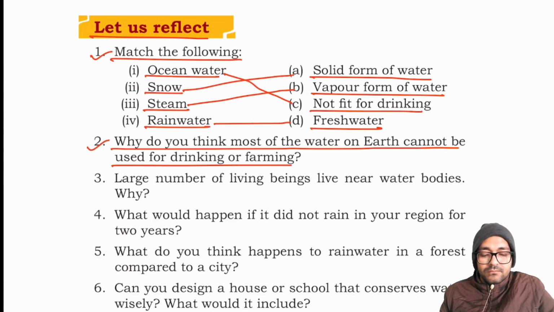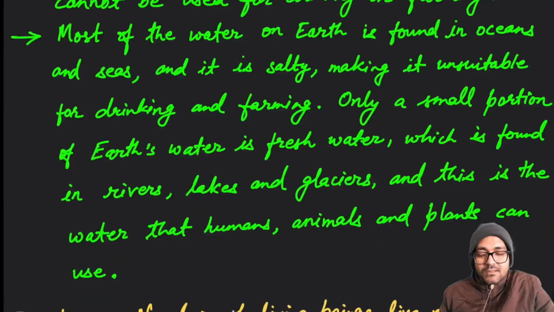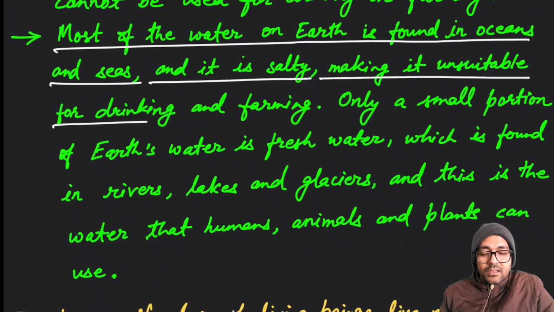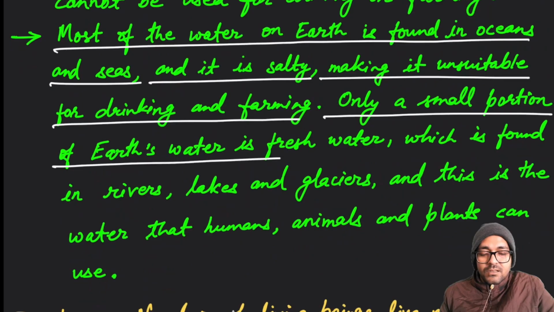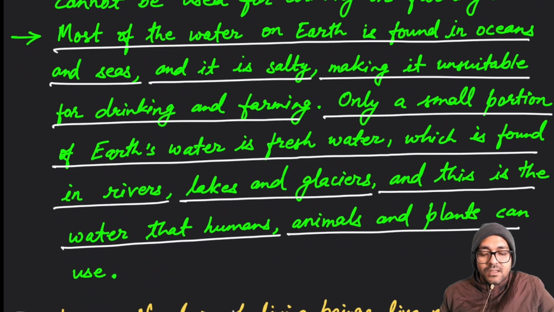2. Why do you think most of the water on earth cannot be used for drinking or farming? You can write the answer like this. Most of the water on earth is found in oceans and seas, and it is salty, making it unsuitable for drinking and farming. Only a small portion of Earth's water is fresh water, which is found in rivers, lakes, and glaciers, and this is the water that humans, animals, and plants can use.